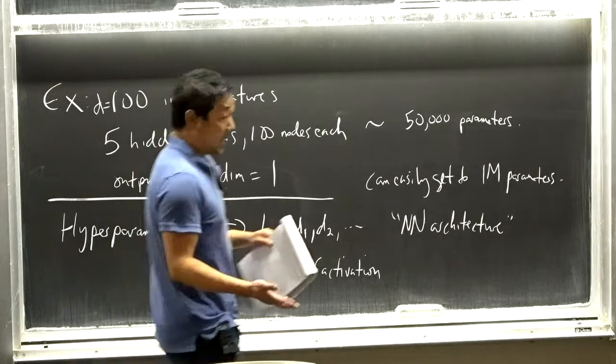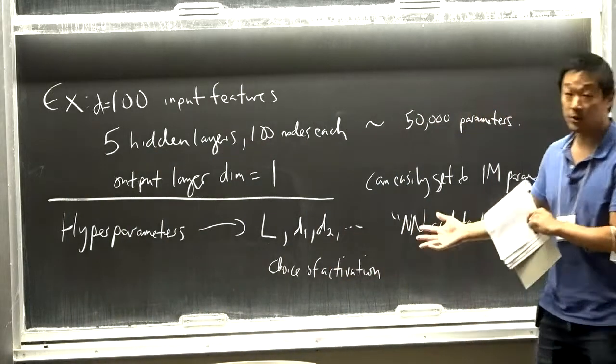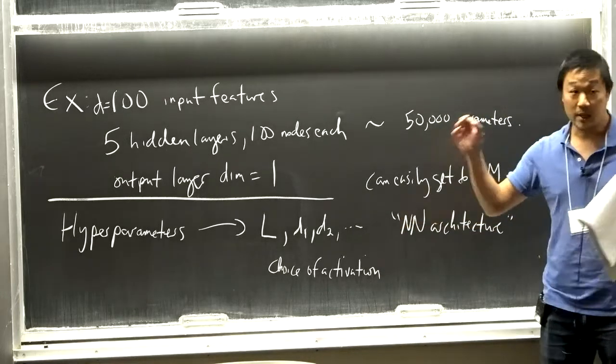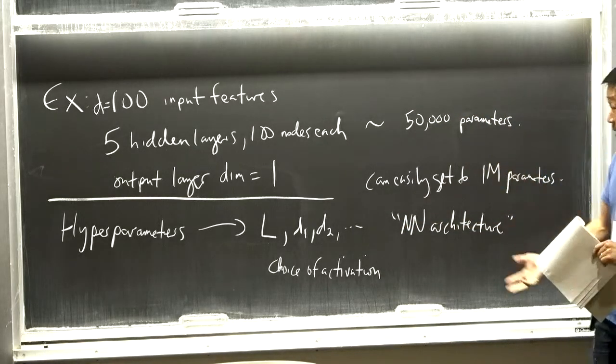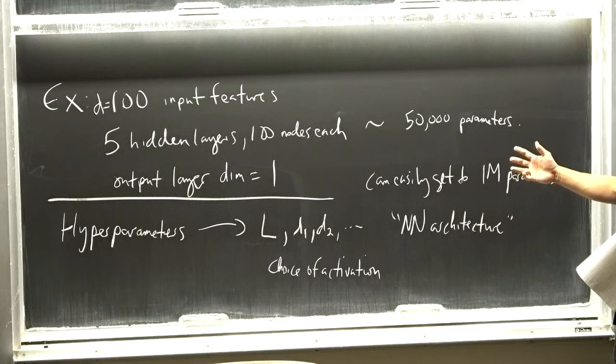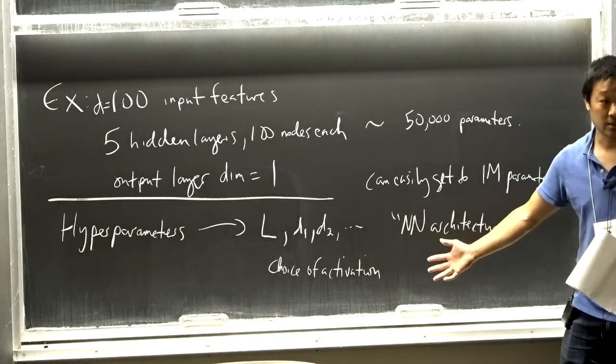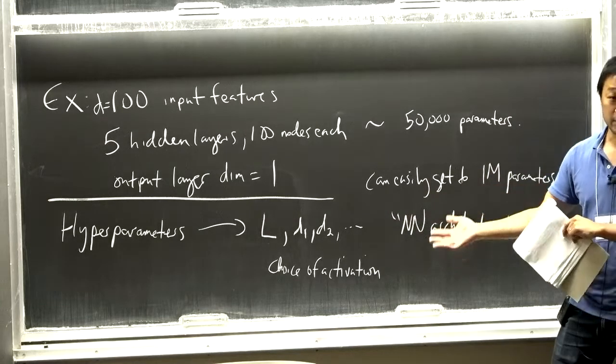So there's not just one universal neural network architecture. If you really want to get the best possible result, this is something you have to do after you optimize your neural network. You have to then scan over these hyperparameters and see if some hyperparameters are better than others.